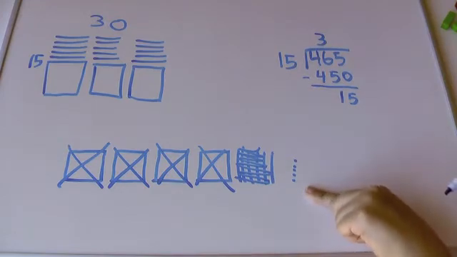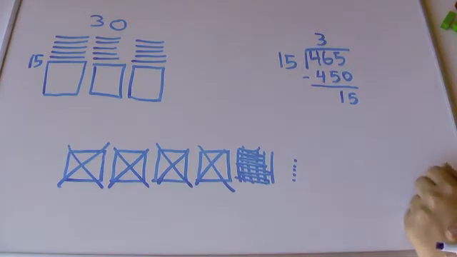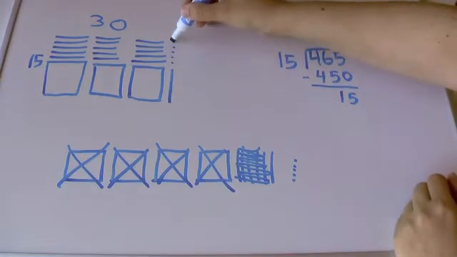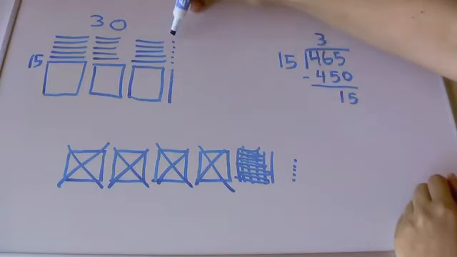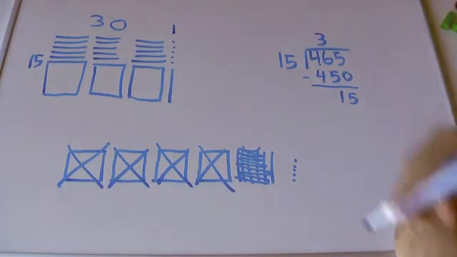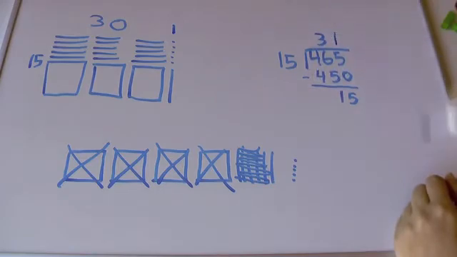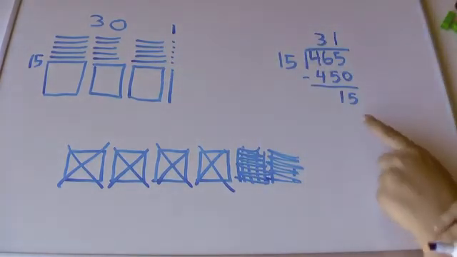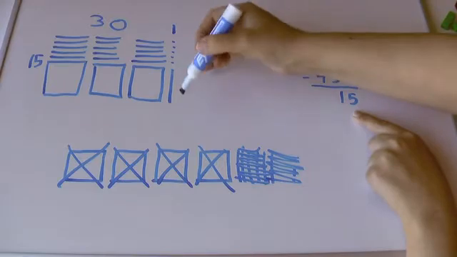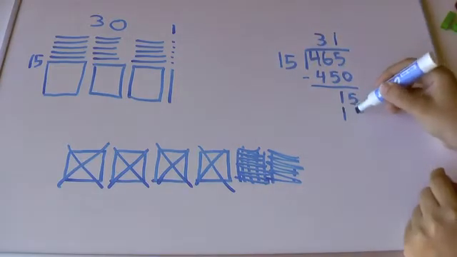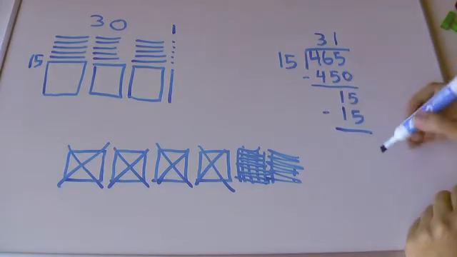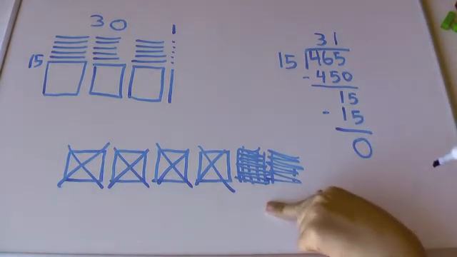So now I need to make a rectangle with 15 on one side and something else on the other, and hopefully that's pretty obvious. 1, 2, 3, 4, 5. 15 on one side and just 1 on the other. So put my 1 here because I've gone across 1 more. And so how much did I use up down here? How much did I take away from my 15? I took away 15 times 1. That's 15. And now I have nothing left down here, no remainder.